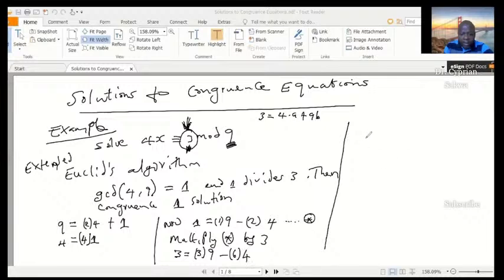That means that the solution, therefore, x is -6 mod 9.